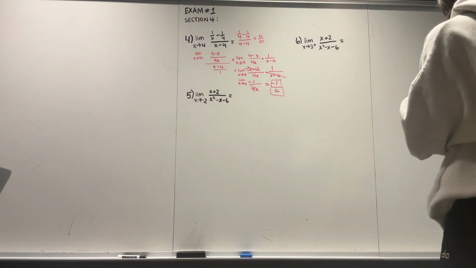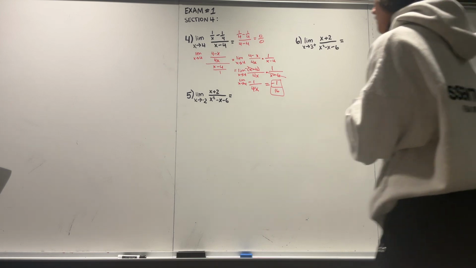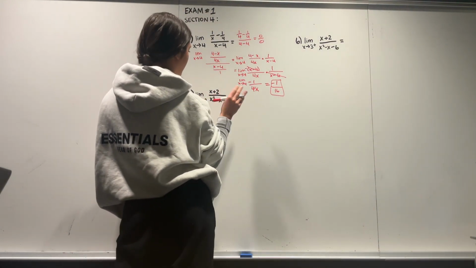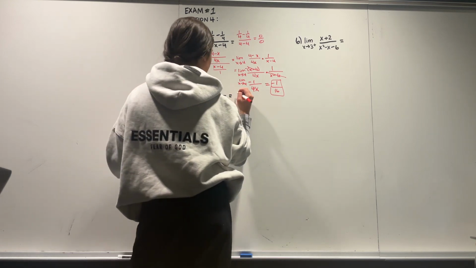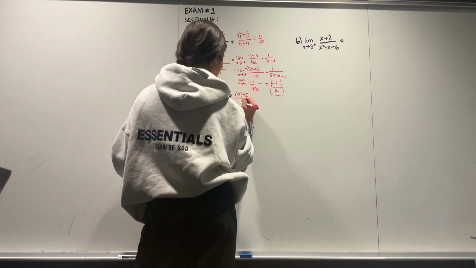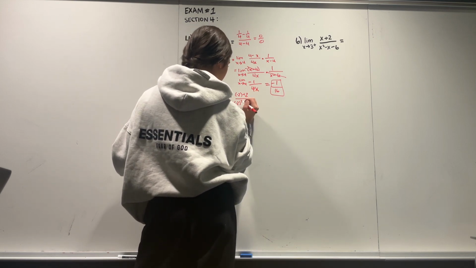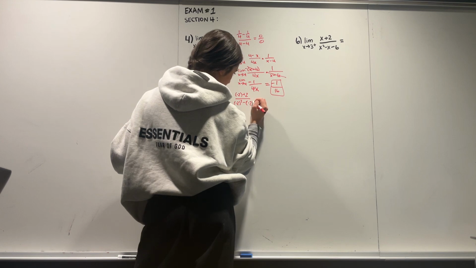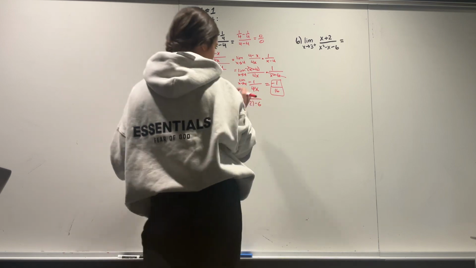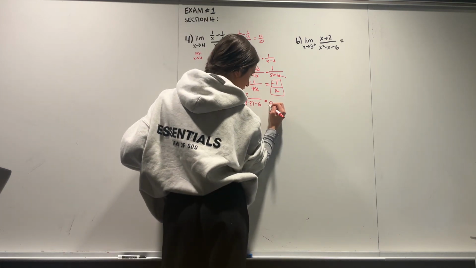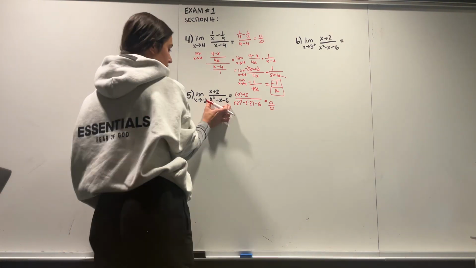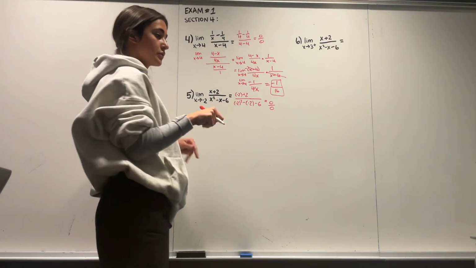And then for number 5, we're going to start with the same thing by plugging it in. Oh, no, we won't carry the limit because we're putting in a number. It'll be negative 2 plus 2, and then negative 2 squared minus negative 2, and then minus 6. And then here, this will give you the indeterminate form, 0 over 0. So on this one, we're going to factor it, because this is a polynomial. So we'll be able to factor this one pretty easily.